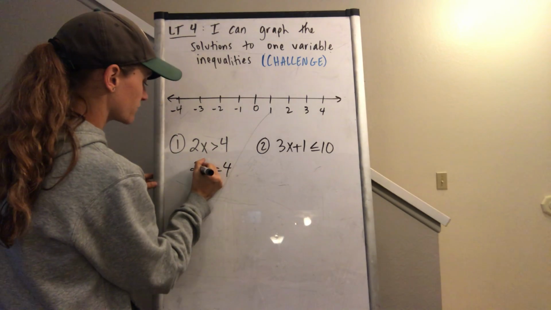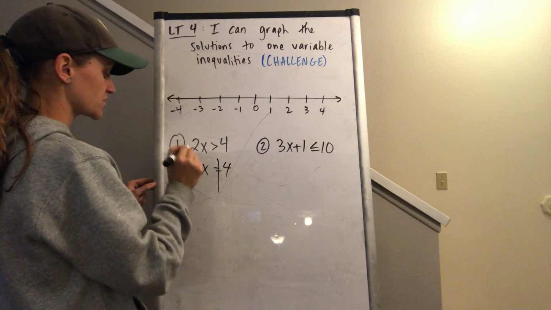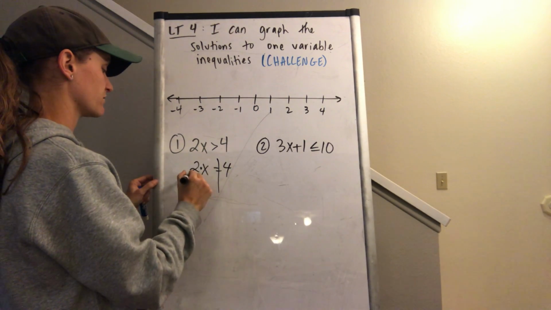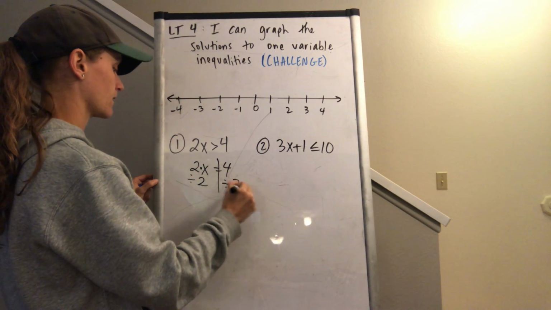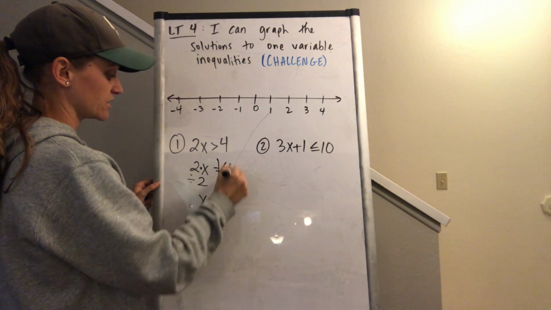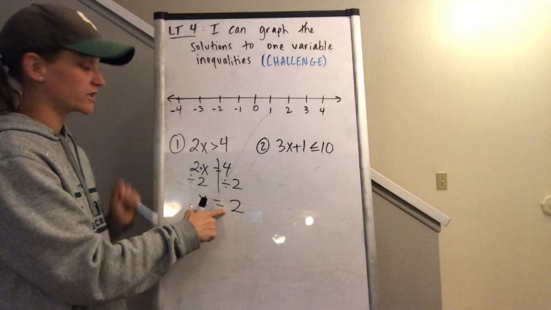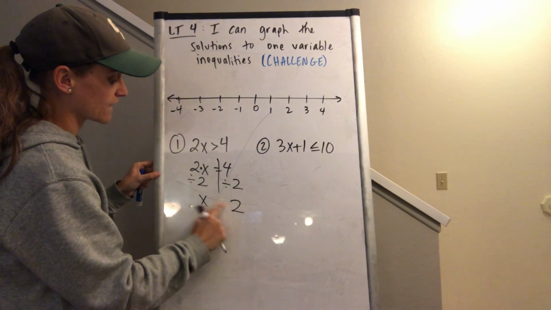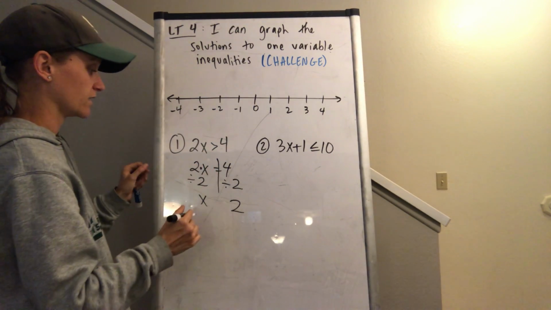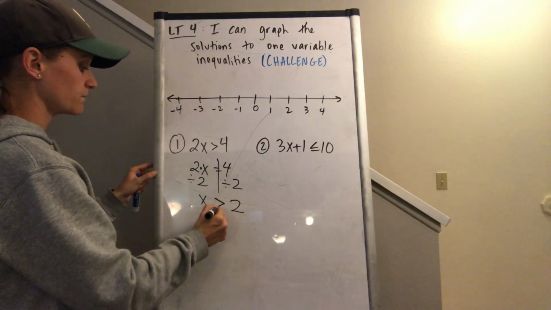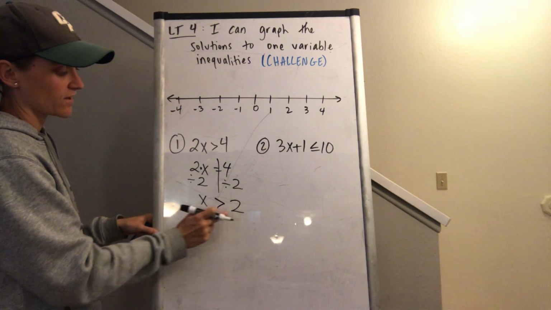So if I was solving for x like normal, this is 2 times x, and the opposite of multiplying by 2 is dividing. And so I got that x equals 2. And then at the end, what I'm going to do is replace the equal sign back with that inequality. So I'm going to put back in that's greater than. And now I can graph x is greater than 2.